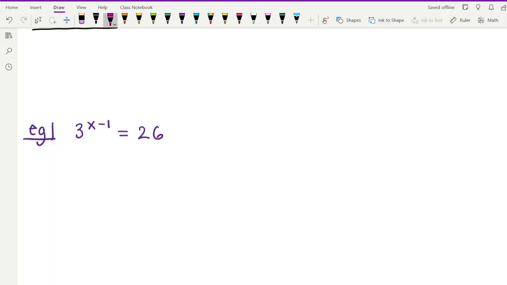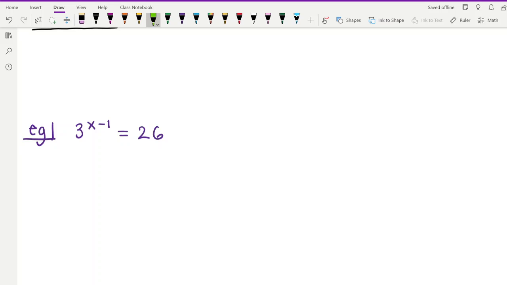Although those two equations are very similar, the difference with this one is we cannot, or at least I cannot, just look at this and think exactly what is the number I need to raise 3 to get 26, right? Because it's not going to be a whole number. It's not going to be a nice friendly number. And so what are we left with? What method can we use here?